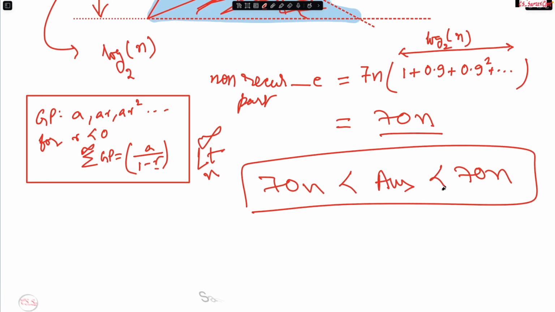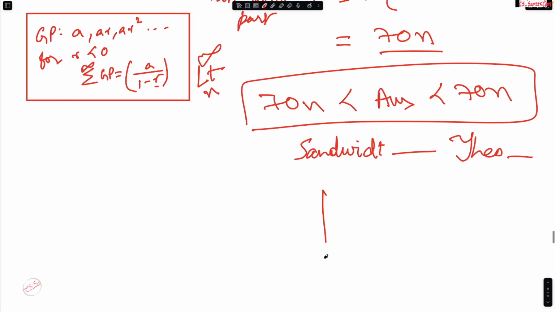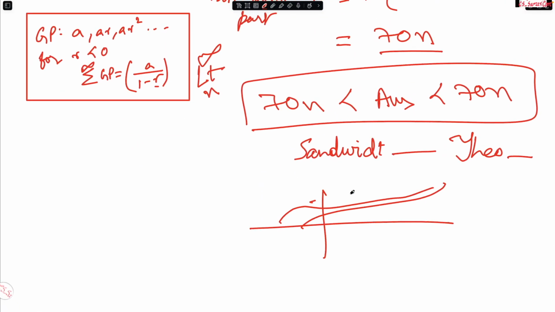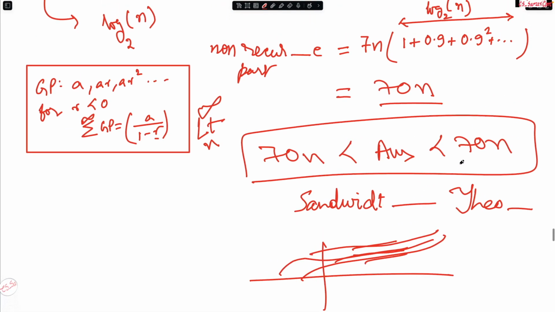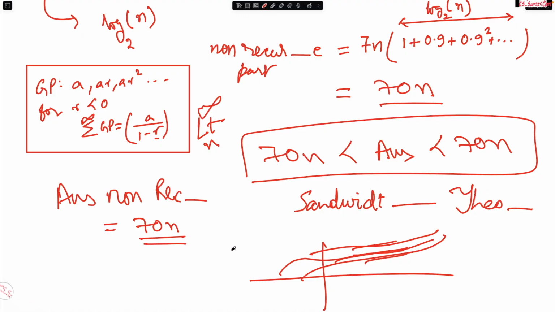There is something known as the sandwich theorem. I don't know the spelling, sandwich theorem, right? If some function value is being sandwiched by two other values, then your function's actual value is equal to the two values that are sandwiching it, as they're very close to them. Basically, you can search about the sandwich theorem on the net, it is very simple, and because of the sandwich theorem we can directly state that the answer for the non-recursive part is equal to 70n. Wonderful. We have done our analysis for the non-recursive part.